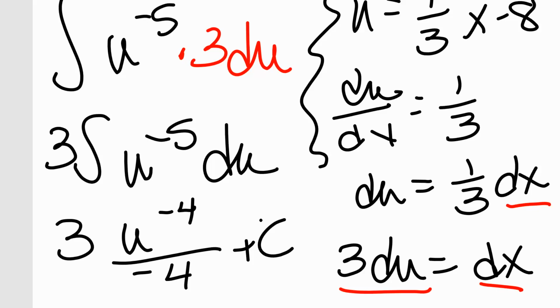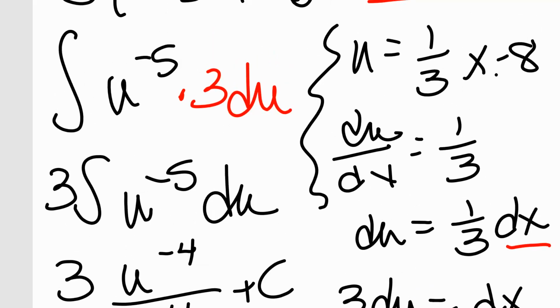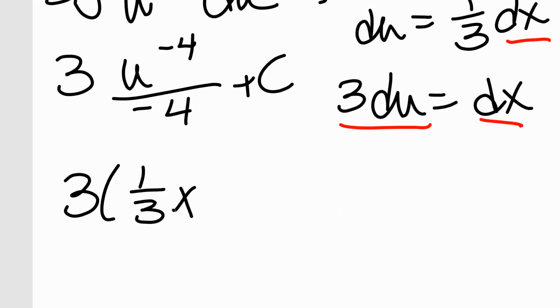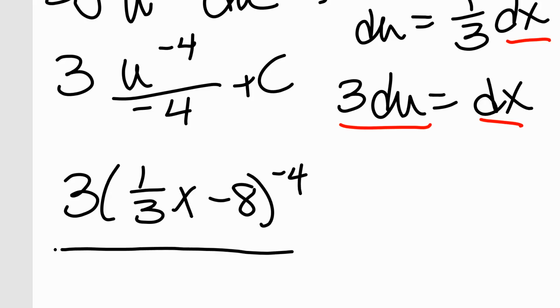All right, so now we can go ahead and plug in what u is. So after you integrate, plug u back in. So remember up here, u was 1/3 x minus 8. Plug that in for u. So I get 3 times (1/3 x minus 8) to the negative 4th, all over negative 4, plus c.